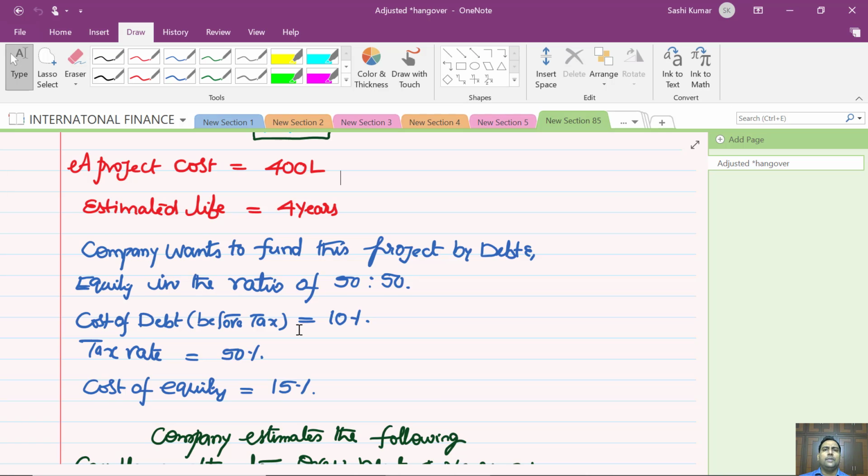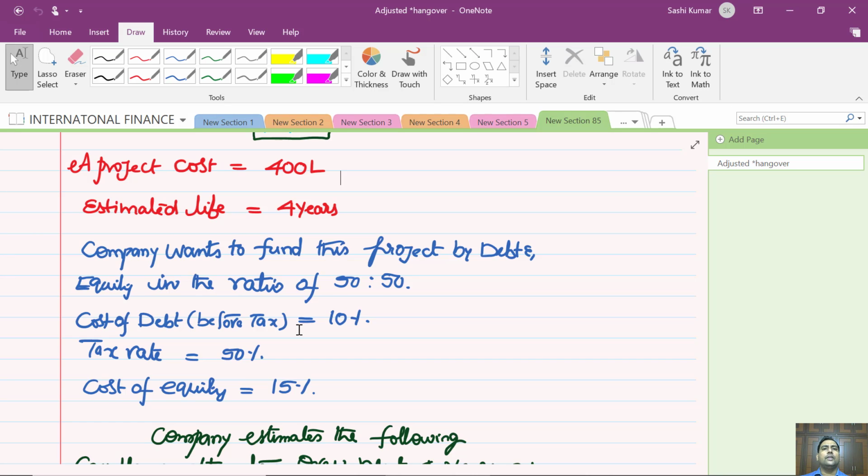Cost of debt means your borrowing cost. You are getting 400 lakhs into 50%, which means 200 lakhs. These 200 lakhs were borrowed at a 10% rate of interest. That is what we call borrowing cost or cost of debt. The company's applicable tax rate is 50%. The company is subject to tax at the rate of 50% on the taxable income. Cost of equity is 15%. The company's equity shareholders or owners are expecting a 15% return on this investment.